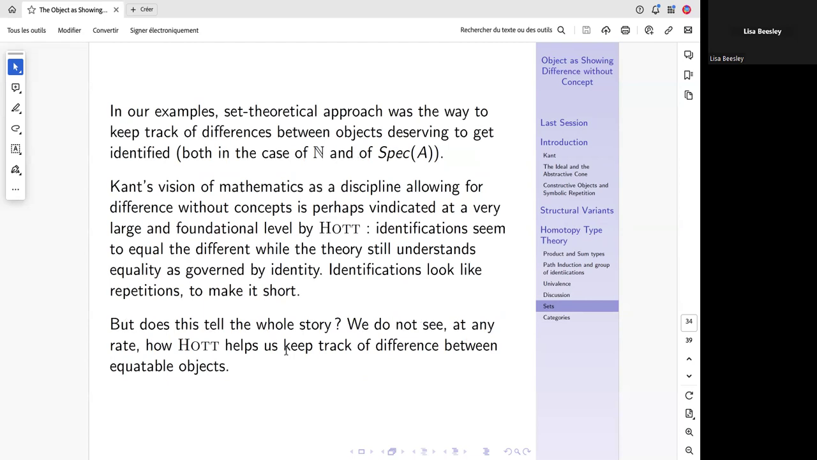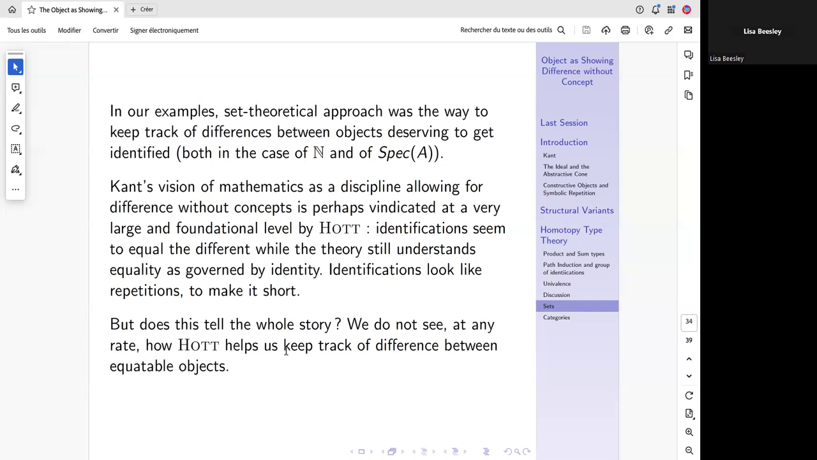So in my two examples, that's the point Alex underlined, the set theoretical approach was the way to keep track of the differences between objects deserving to get identified, both in the case of N and of Spec of A. So Kant's vision of mathematics as a discipline allowing for difference without concepts is perhaps ventilated at a very large and foundational level by HoTT.